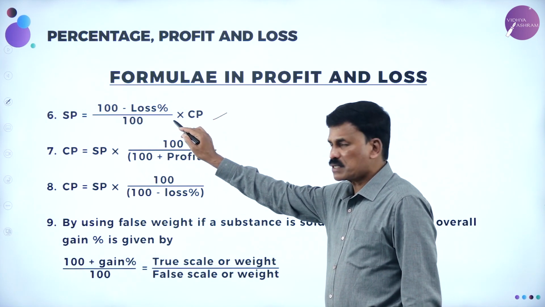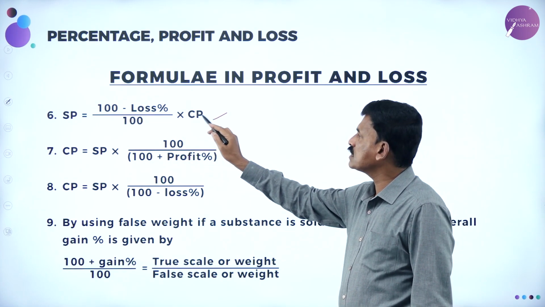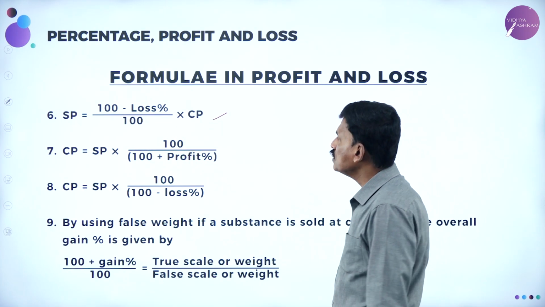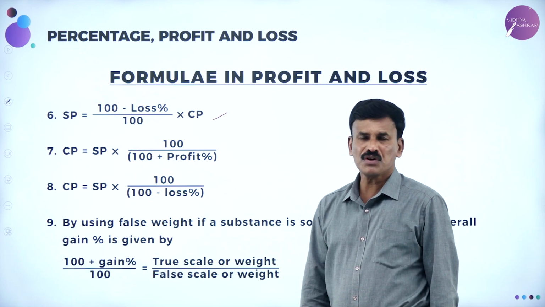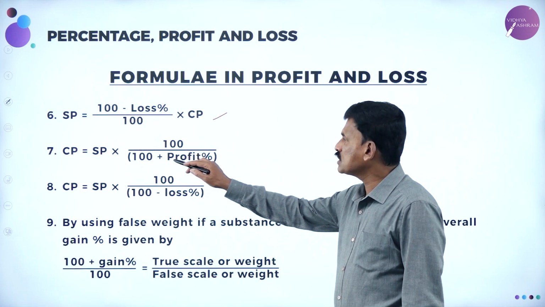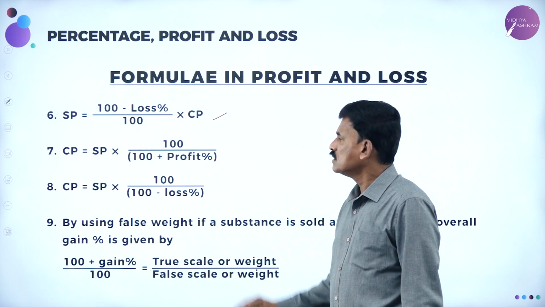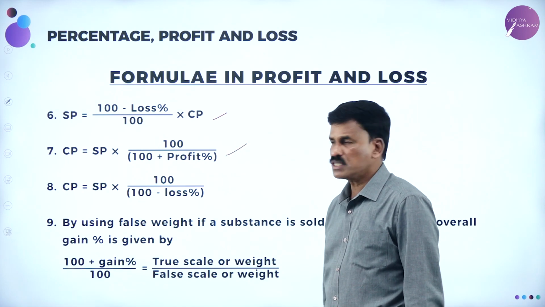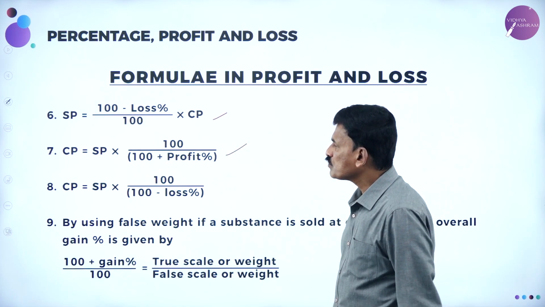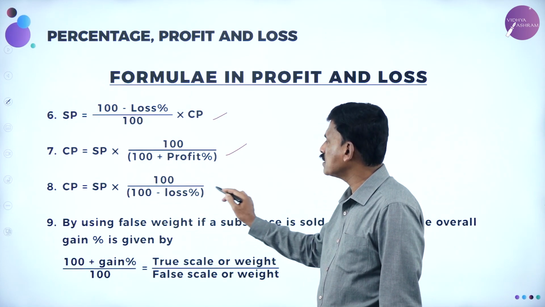So if you know the percentage of loss, then the selling price can be determined using the formula 100 minus loss percent divided by 100 into CP. Suppose you want to find the CP. Cost price is equal to selling price into 100 divided by 100 plus profit percent. This is used to find the cost price whenever the profit percent is known. Cost price is also equal to selling price into 100 divided by 100 minus loss.